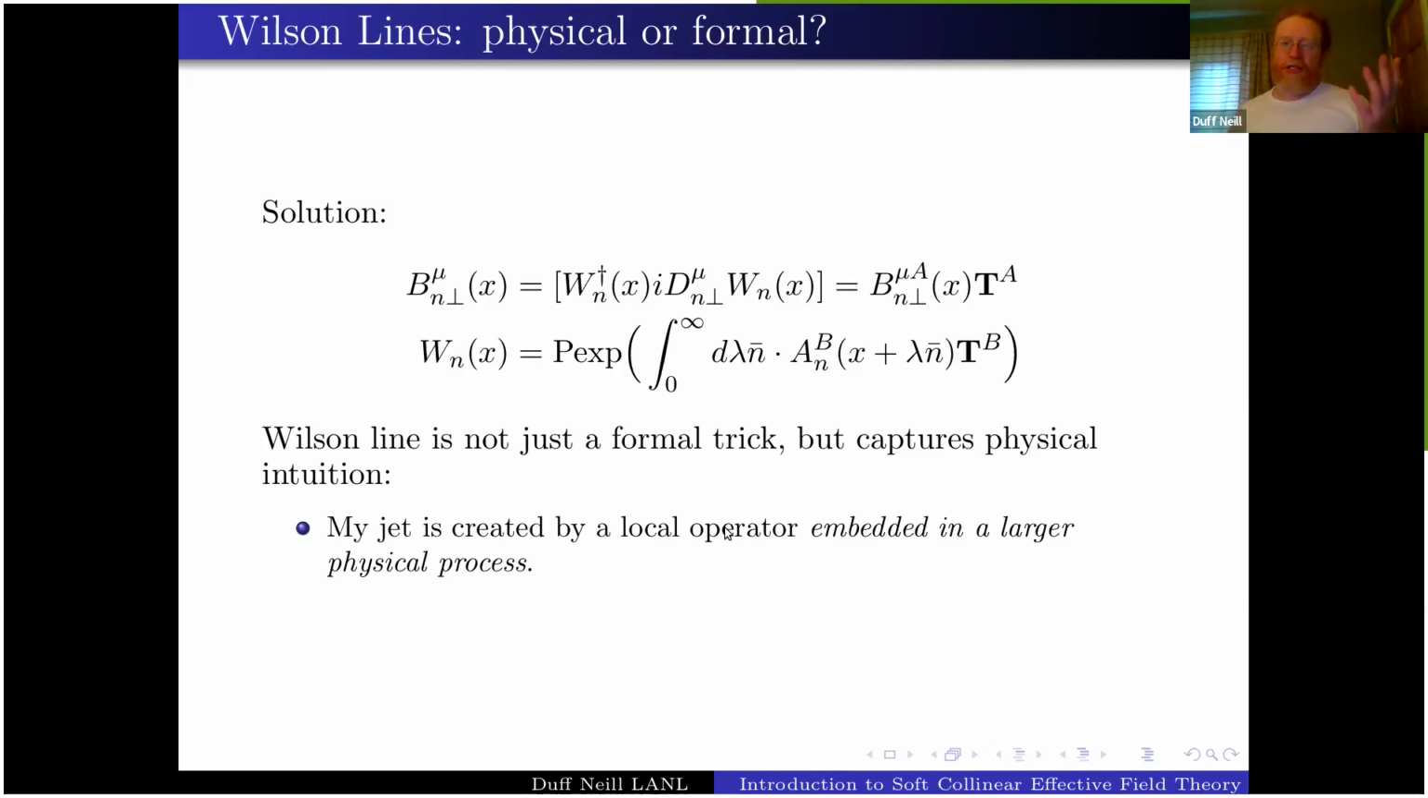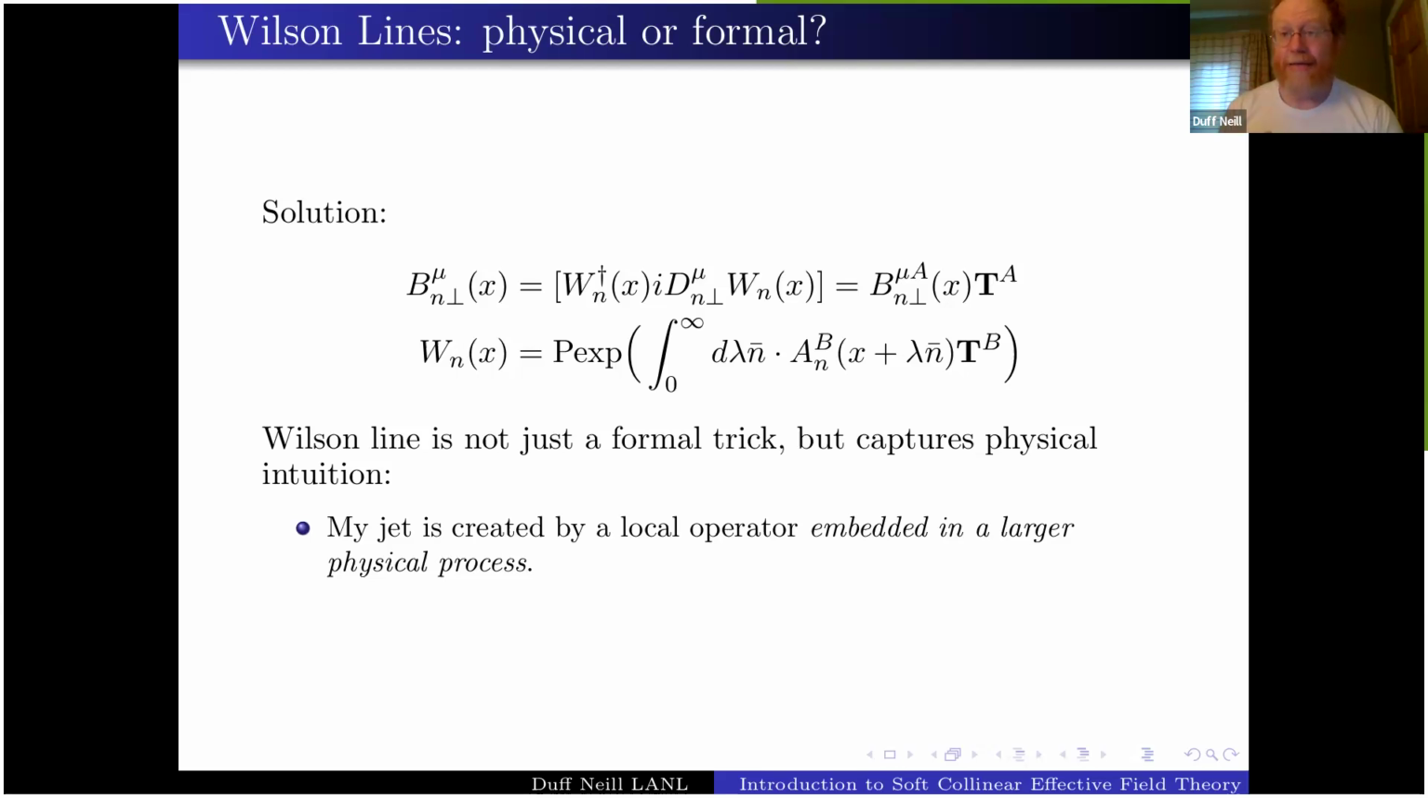Now, this solution to my problem seemed incredibly formal the way I just threw it at you. I have gauge transformations. I don't like gauge transformations. I need something that's gauge invariant. So I'm going to throw in this Wilson line, and it's going to make it gauge invariant. That seems like an incredibly formal solution to this problem. However, these Wilson lines are not just a formal trick, but actually capture an important physical intuition about what's going on in my scattering process.